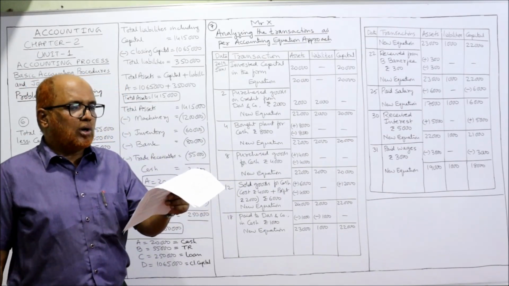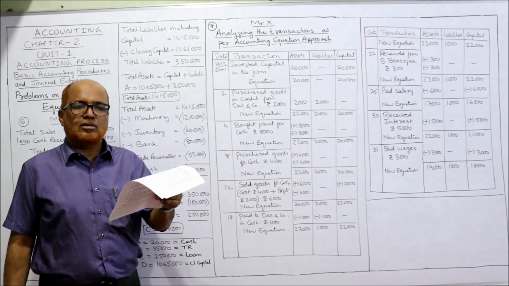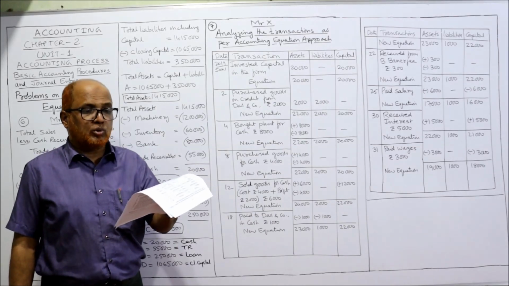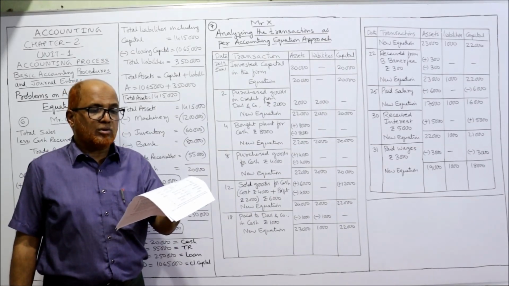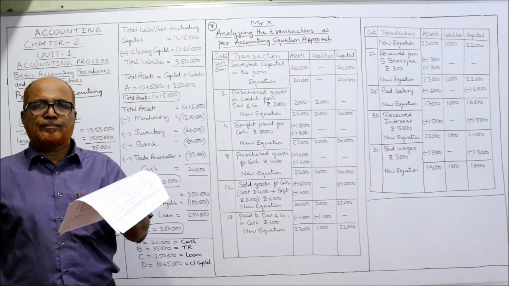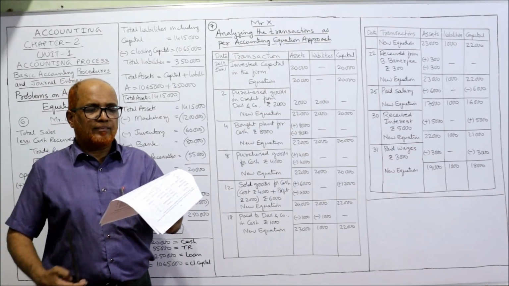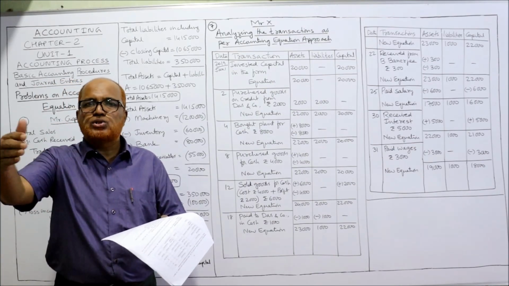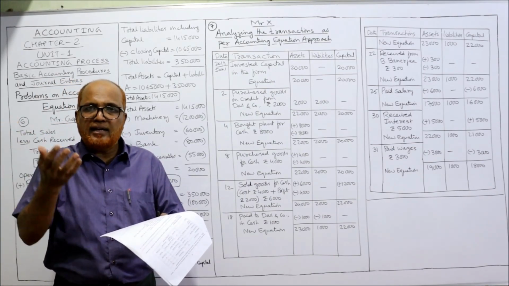Next, 12th Jan. Sold goods for cash. Cost rupees 4,000 plus profit 2,000. Total 6,000. Sold goods for cash. The cost is 4,000. Actually, when we sell the goods for cash, we are getting cash.